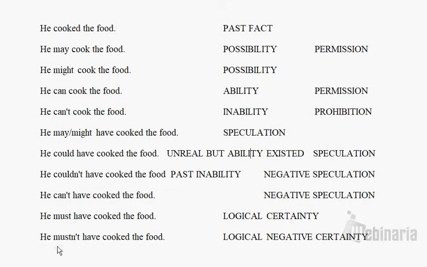And then in this last one, he mustn't have cooked the food. A logical negative certainty. He must have not cooked the food. So logical certainty, but in the negative. He had everything available, but he hasn't used it, so he mustn't have cooked the food. And in this one, mustn't have cooked, I'm more certain than can't have cooked, and even more certain than couldn't have cooked. And even more certain again than he may not have cooked the food.